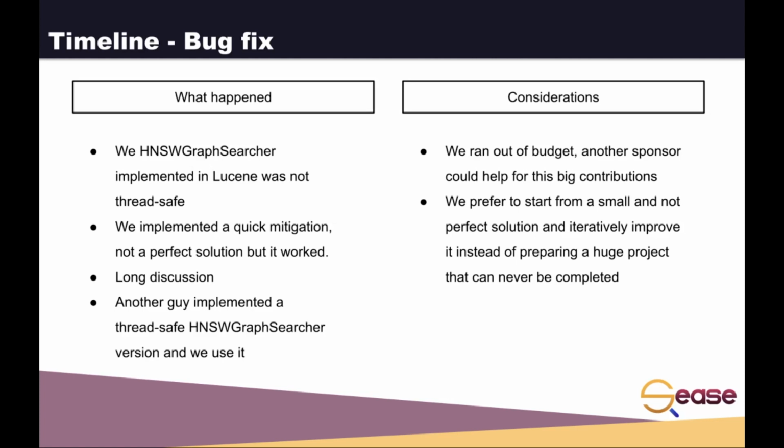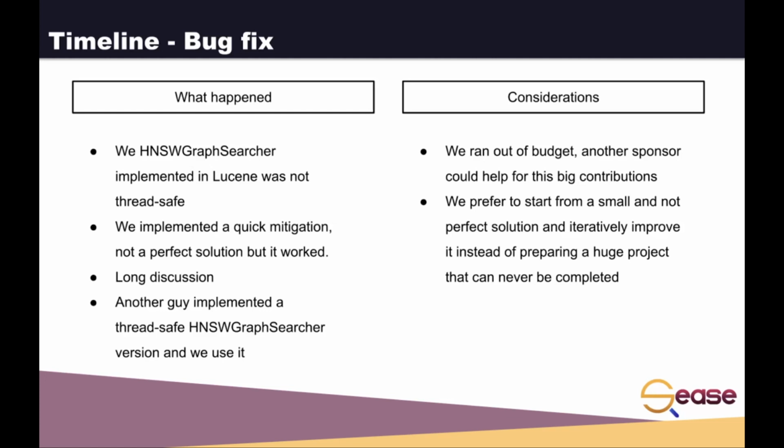Another long discussion, another two months, one month allowed, I guess, for discussion. And finally, one of the reviewers implemented the thread safe HNSW graph searcher. So we simply had to use his version, the new version, and everything was fine.